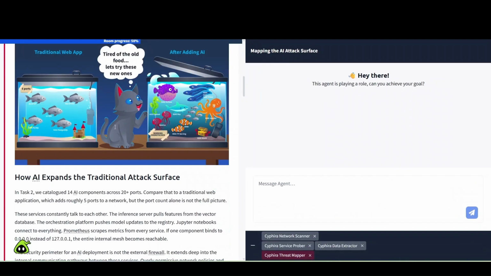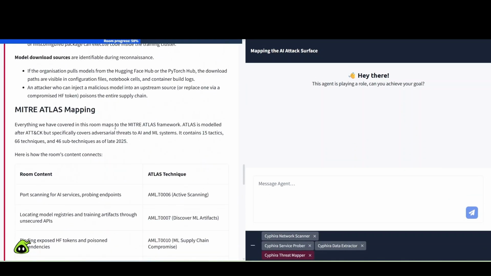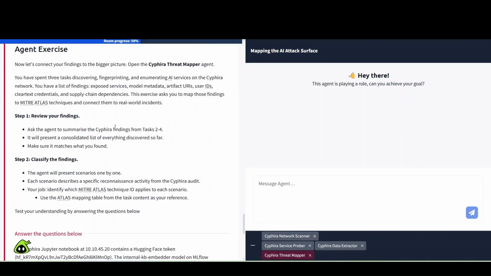So let's go ahead and open up this agent and take a look at the next agent exercise. Now let's connect your findings to the bigger picture. Open the Threat Mapper agent. You have spent three tasks discovering, fingerprinting, and enumerating AI services on the Saphira network. You have a list of findings: exposed services, model metadata, artifact URIs, user IDs, clear text credentials, and supply chain dependencies. This exercise asks you to map those findings to MITRE Atlas techniques and connect them to real-world incidents.